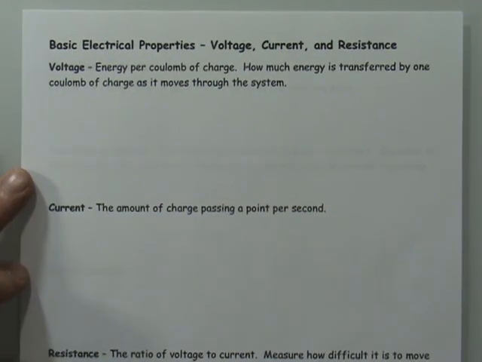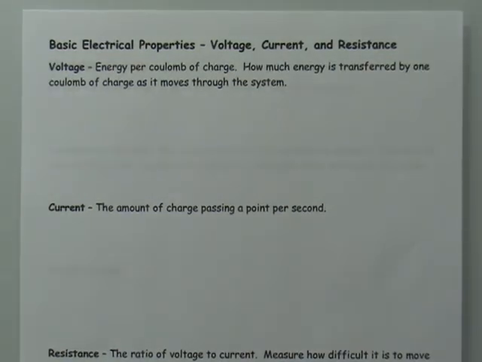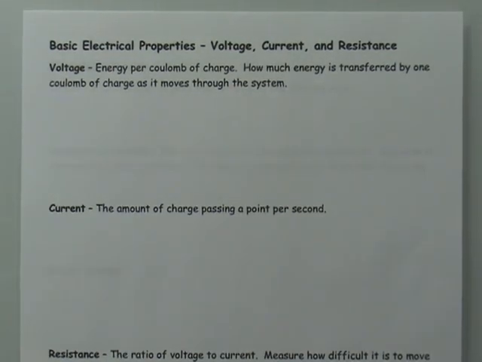Okay, in this video we're going to look at the three basic electrical properties. These are properties that we're going to talk about a lot over the next couple of weeks. They are voltage, the current, and the resistance. And each of them plays a different role in terms of what is happening inside of an electrical system. Each of them represents some different aspect of this movement of charges through an electrical system.